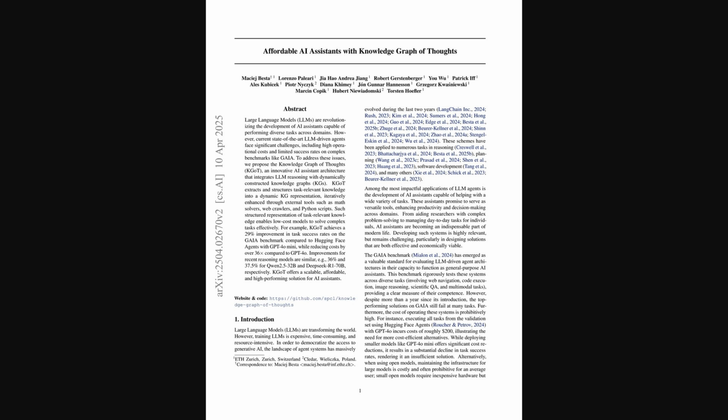Today we're looking at a paper titled Affordable AI Assistance with Knowledge Graph of Thoughts. So the big idea here is that while large language models are making AI assistants really capable, current ones can be very expensive to run and don't always succeed on complex tasks. This paper introduces an approach called Knowledge Graph of Thoughts, or KGoT, which combines LLM reasoning with dynamic knowledge graphs, allowing even lower-cost models to perform much better and way more affordably.